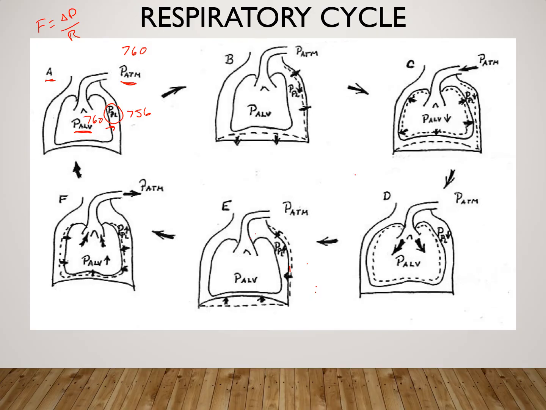Now we go to step B. Step B is I breathe in. Again, the atmospheric pressure is 760. I'm not changing the pressure inside the lungs just yet. We're going to take this a little bit at a time. So those pressures are still the same. No air is flowing yet.